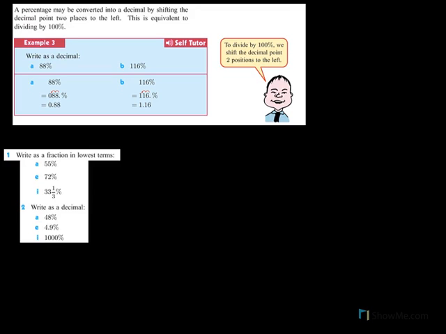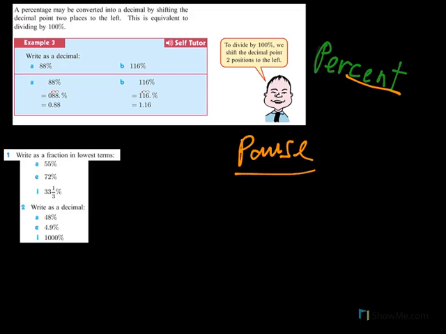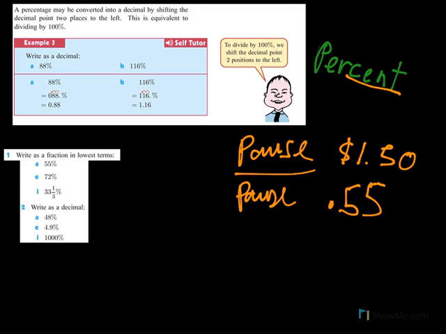Now this is really simple. Remember we said the root word of a percent is cent. Now I'm going to ask you to write $1.50. Pause and write $1.50. You should have written it like this. Now I want you to pause and write 55 cents as a decimal.